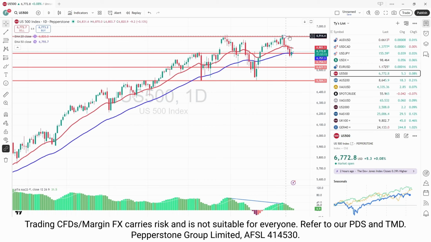I think it wouldn't just break it. It more than likely would move that extra 70 to 80 points to get it to the promised land of 7,000. But it's got a fair bit of work to do before it does that. And it is at a level now where if it's going to reverse, this is the area it's going to reverse, because we've got resistance and we've got a 50 moving average and a key level at 67.50.